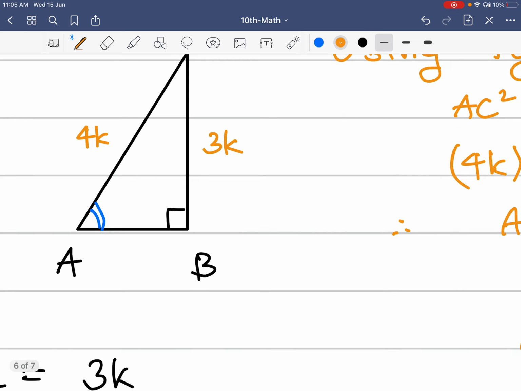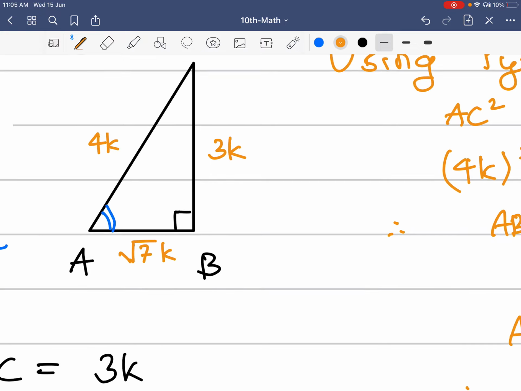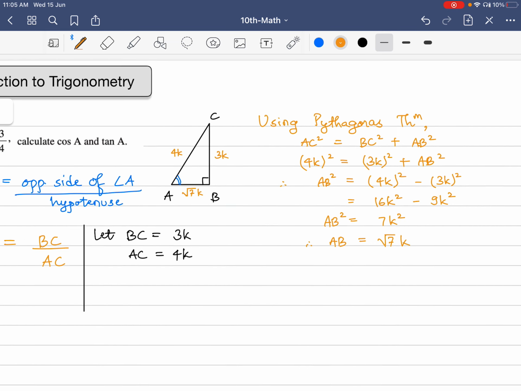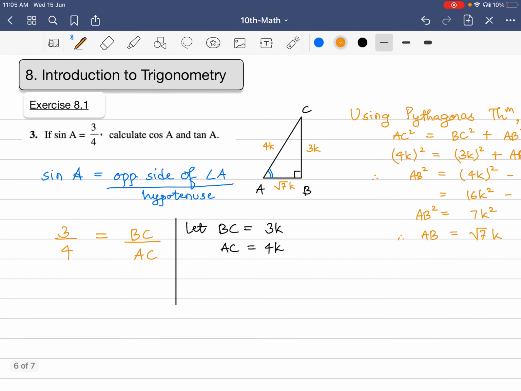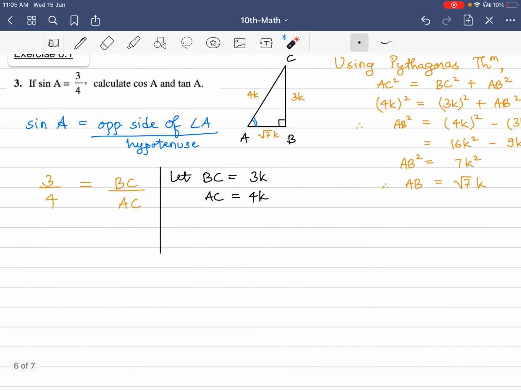Okay, cool. So let me make a note here: AB is under root of 7k. So thus, now in this given triangle, we have found out all the sides of this triangle. Now we have to find cos A and tan A, which is quite a straightforward thing to do.